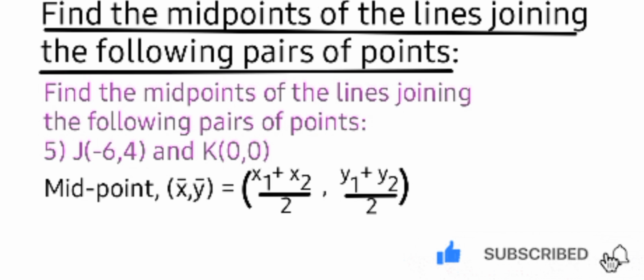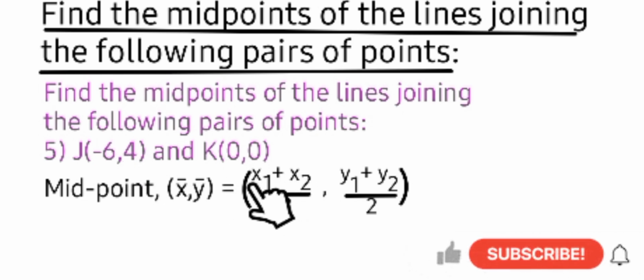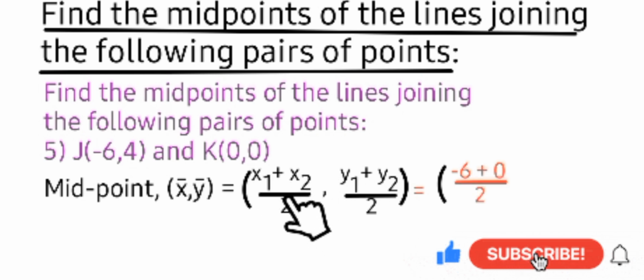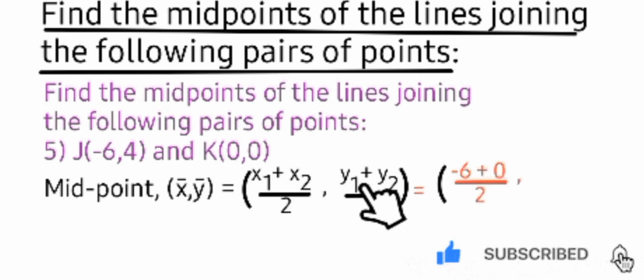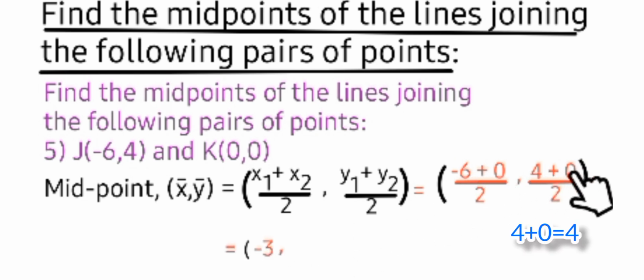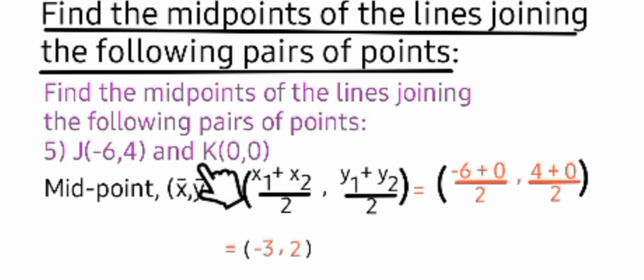Now, let's find the midpoint of the line joining point J and point K. Looking at our formula, our x1 value here is negative 6 plus x2 value 0, divided by 2, comma, y1 value is 4 plus y2 value 0, divided by 2. Negative 6 plus 0 is negative 6, negative 6 divided by 2 is negative 3, comma, 4 plus 0 is 4, divided by 2 is 2. Therefore, the midpoint of the line joining point J and K is (-3, 2).